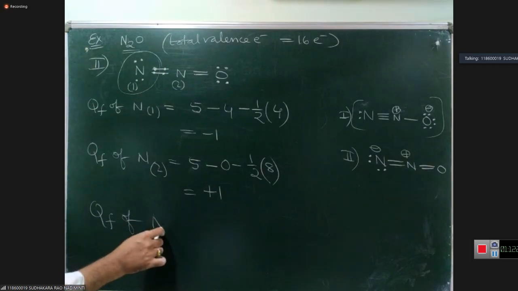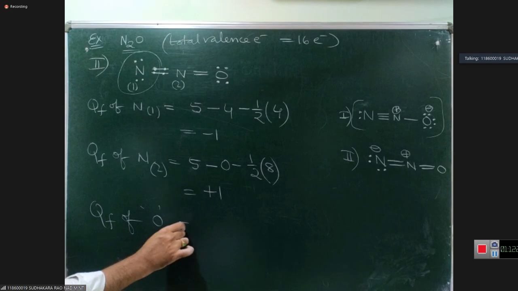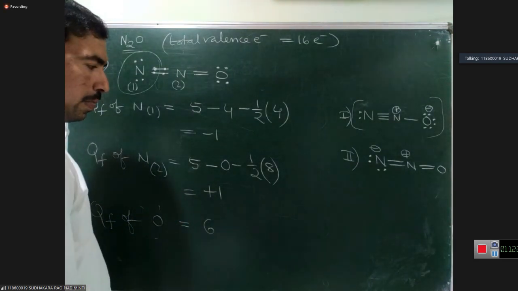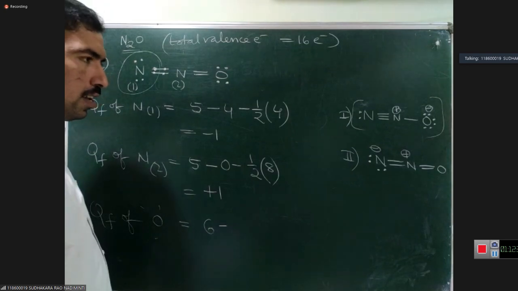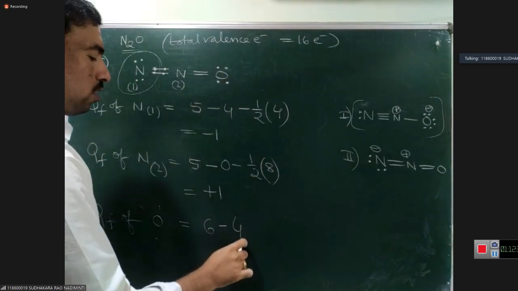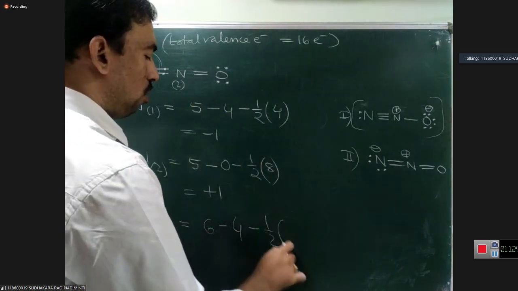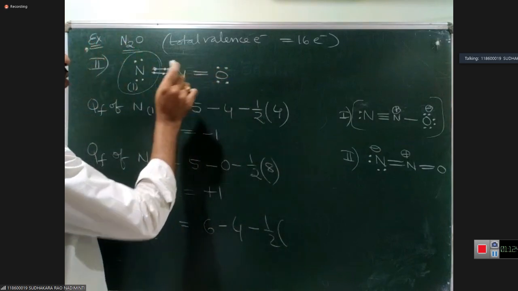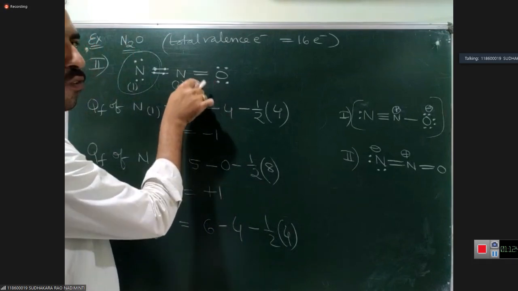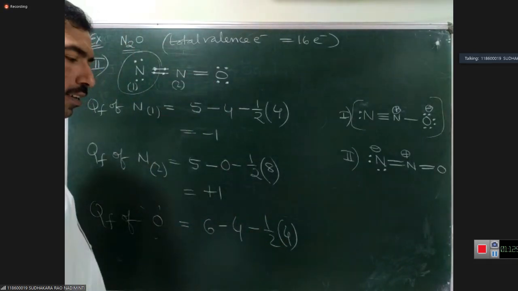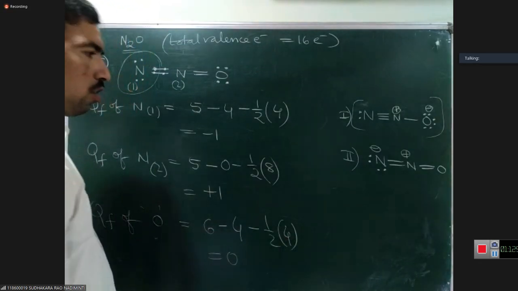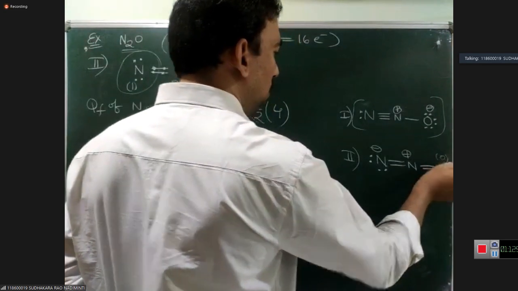Formal charge of the oxygen atom: when the oxygen atom is in free state, the valence electrons are 6, minus number of electrons as lone pairs 1, 2, 3, 4, that is 4 electrons, minus half into number of electrons as bond pairs, 2 bonds means 4 electrons. So now it is 6 minus 6, that is equal to 0. So the formal charge on oxygen is 0.